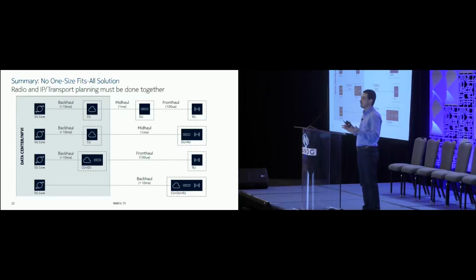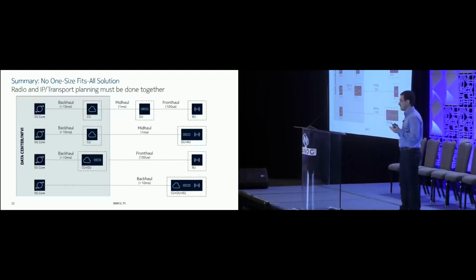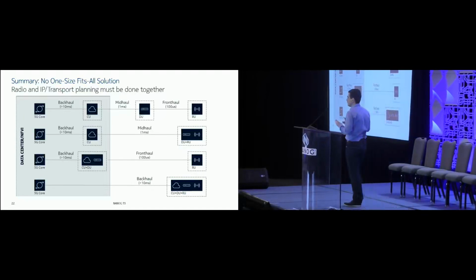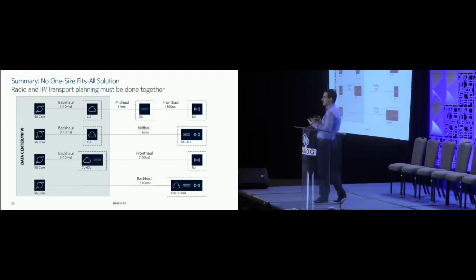So with that, you only have backhaul. You get rid of mid-haul and front haul. And it's very likely that if you have a network, you're going to have all of these scenarios together because you're going to be operating multiple spectrum areas, and all of these spectrum areas are going to require different radio strategies.